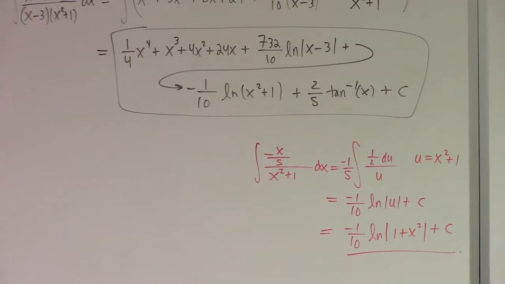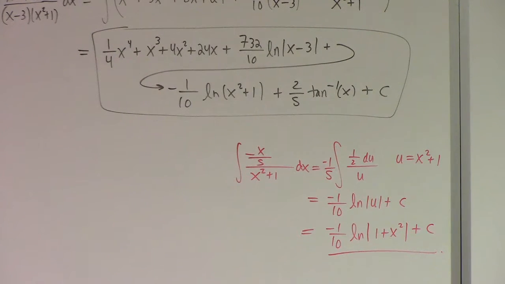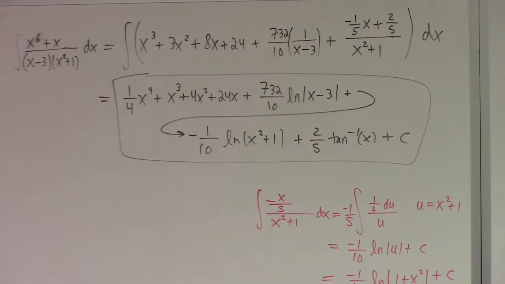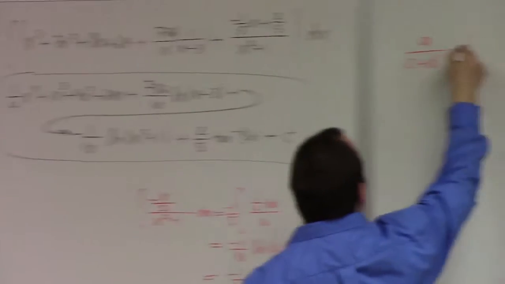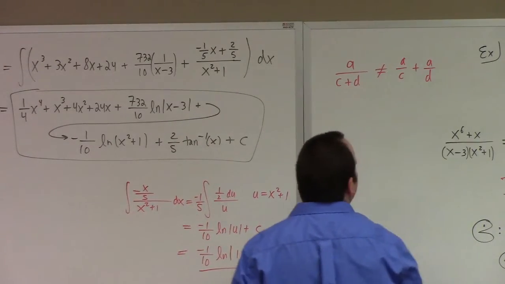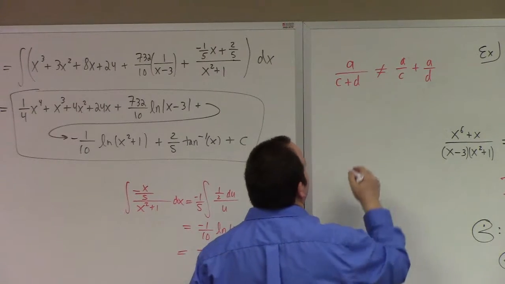Yes, sir. The fraction being -1/5 was because you split that up? Yeah, so I'm basically splitting that into a minus x over 5 divided by x squared plus 1, and then also 2/5 divided by x squared plus 1. So if I have a sum in the numerator of a fraction, I can split it into two fractions. The thing that you can't do is this. Incorrect.